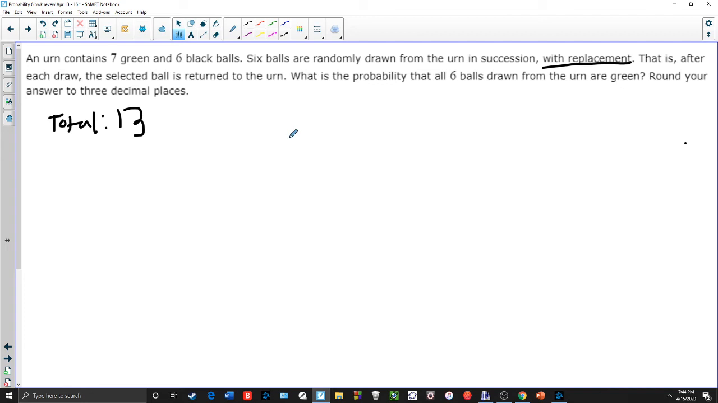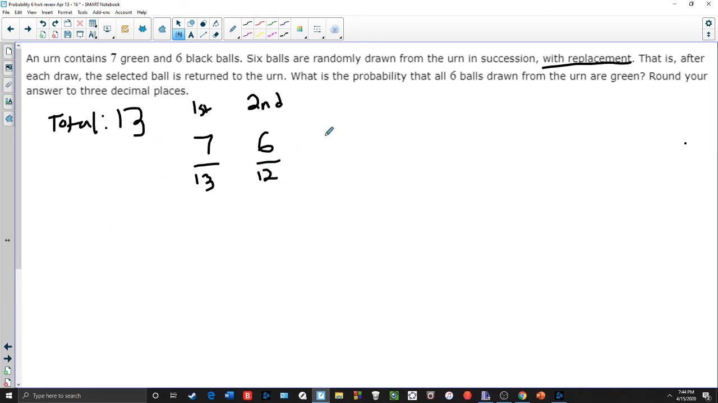So if I want to draw a green ball on my first pick, and there are 7 green balls to choose from, that means it's a 7 out of 13 chance for my first pick. Now if I draw that green ball and keep it, that means there's a 6 out of 12 chance for my second pick. Why? Because there's one less green ball, since I drew it on my first draw, and there's one less ball total because, again, I took that green ball out and I kept it.